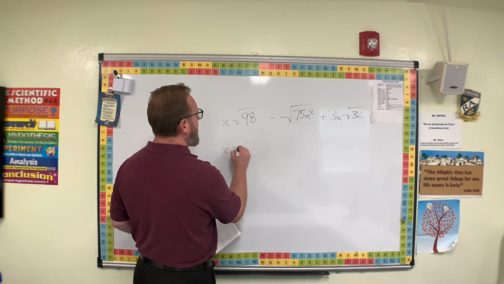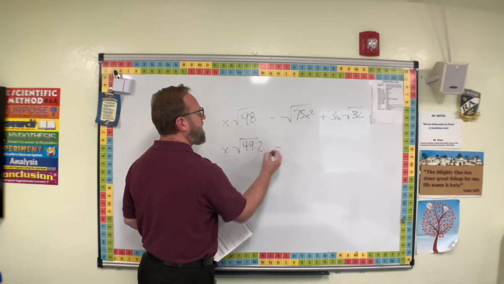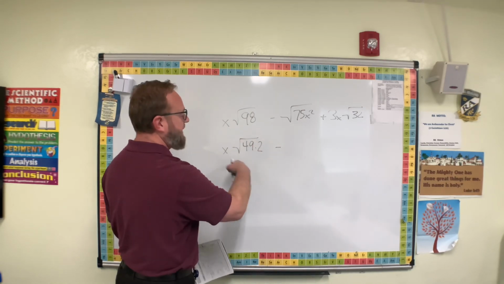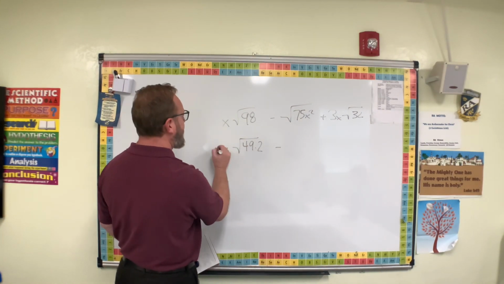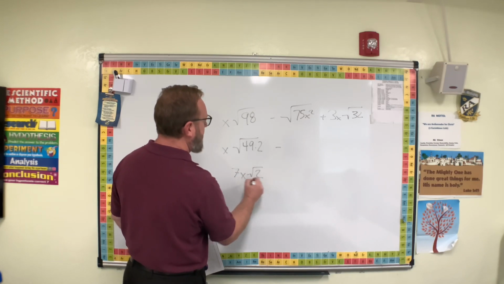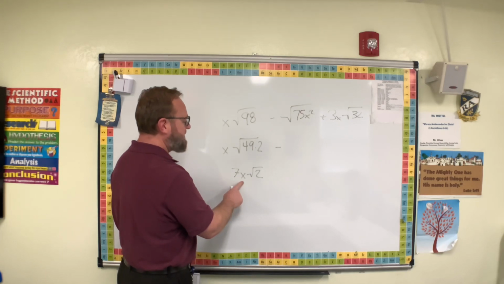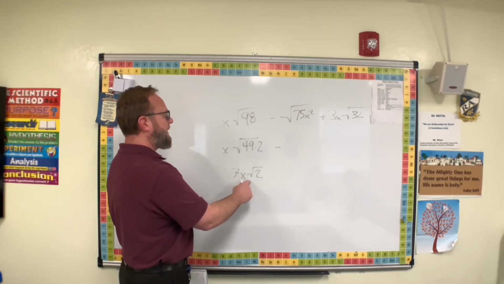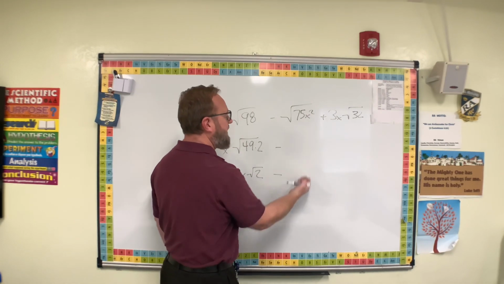So now I have x square root of 49 times 2. I know that square root of 49 is 7, so I bring that 7 out in front of the x, because that's just how we do it. The coefficient goes out in the front, so that's 7x square root of 2. The x is already there. Now we're just carrying down what we've been working on.